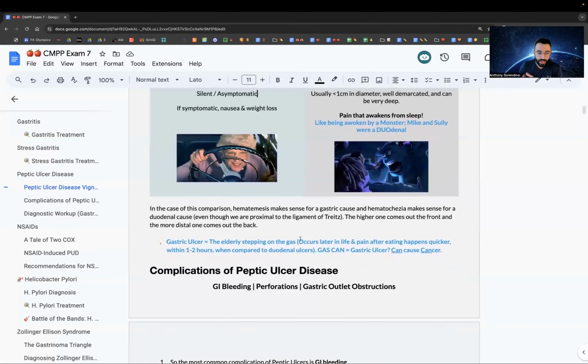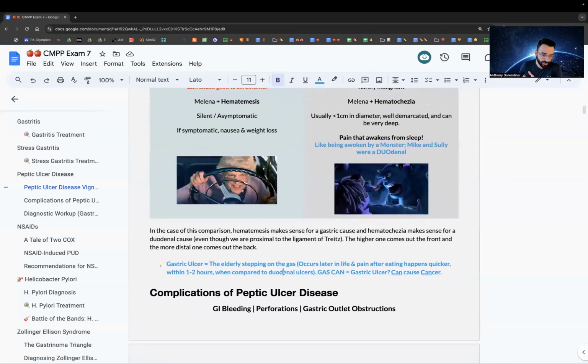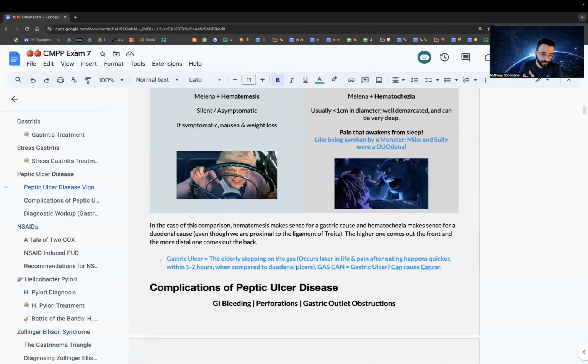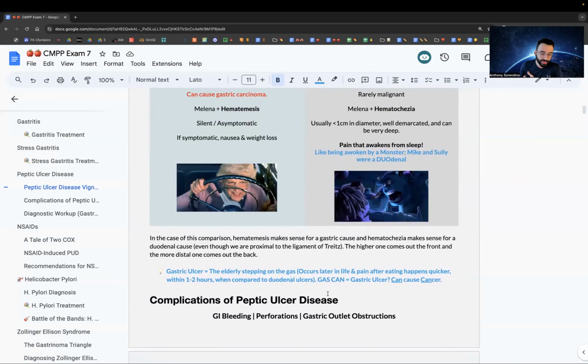Okay. And then kind of on the other side, in terms of mnemonics I have for gastric ulcers, like the elderly stepping on the gas. So it occurs later in life. The pain after eating happens quicker. So stepping on the gas for gastric. And then it can cause cancer as well.